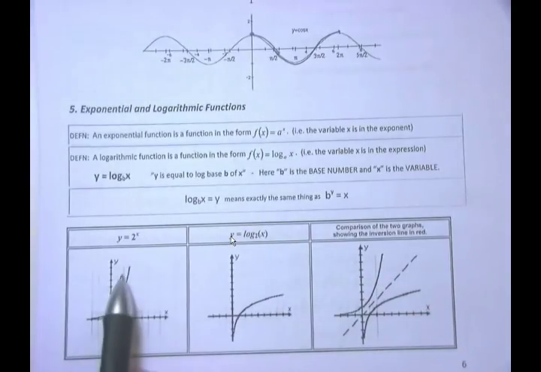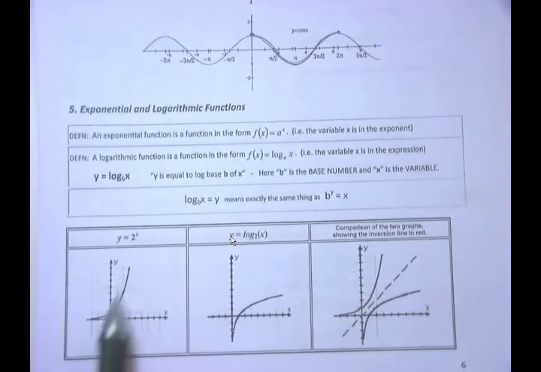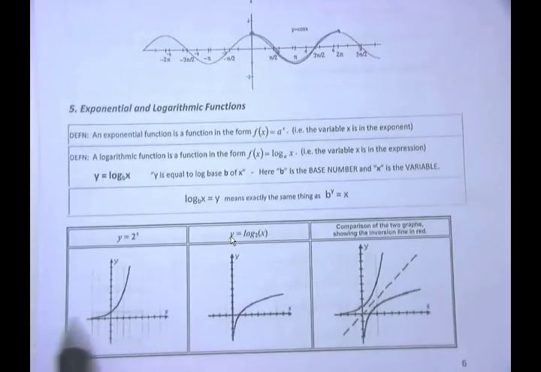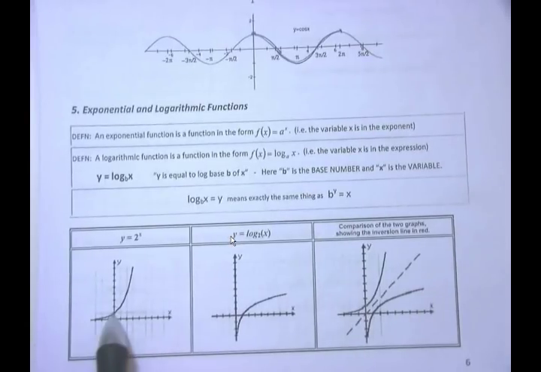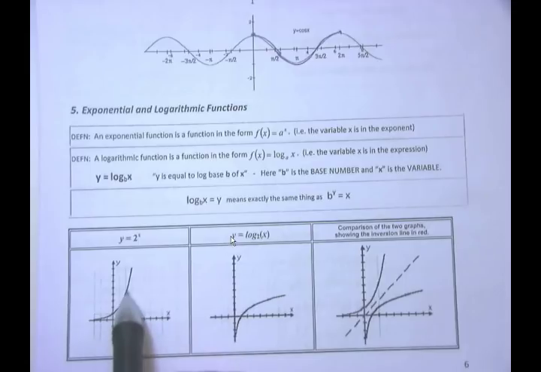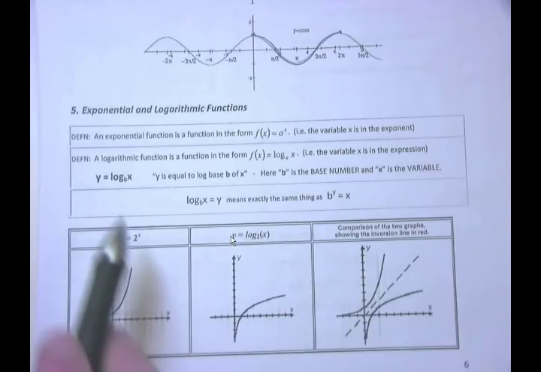If the base is greater than 1, it has what we call a growth graph. It levels off horizontally as you go to negative infinity, hits 1, and then blows itself up. This is an exponential growth graph, which is what your classic exponential graphs look like.